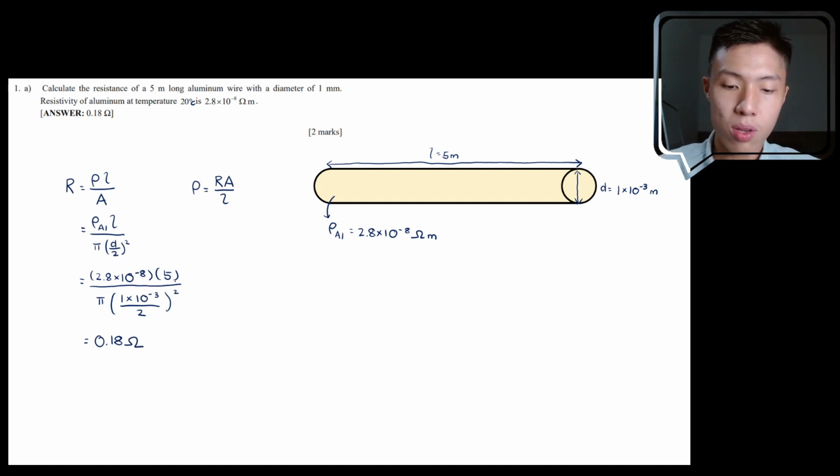This 0.18 ohm represents the resistance of this particular aluminum wire. If you change the length, you change the resistance. If you change the cross-section area, you change the resistance. If you change the material, then you change the resistivity. But for this particular aluminum wire, this is the resistance of the wire. Okay, so that's how you solve question 1a.